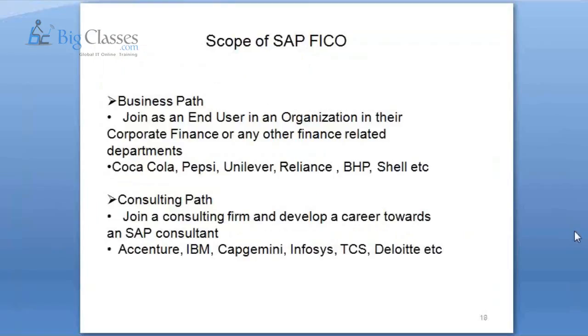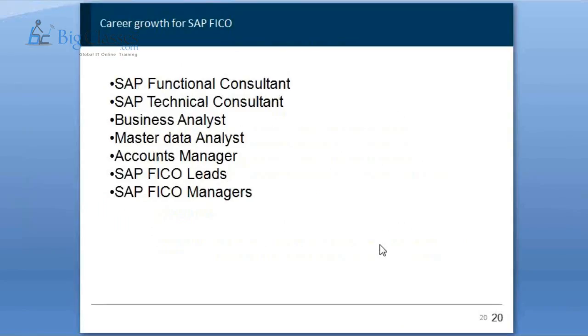Okay, so you have two career paths. You can join one company like this, a core company as a user, or you can join an IT company as a consultant. They have different requirements, but you can join both kinds of companies. Designations can be consultant. If it is an IT company, then functional consultant, business analyst, MDM team. If you join the MDM team, then master data analyst, accounts manager, like this. It depends upon the company profile and your qualification and experience.